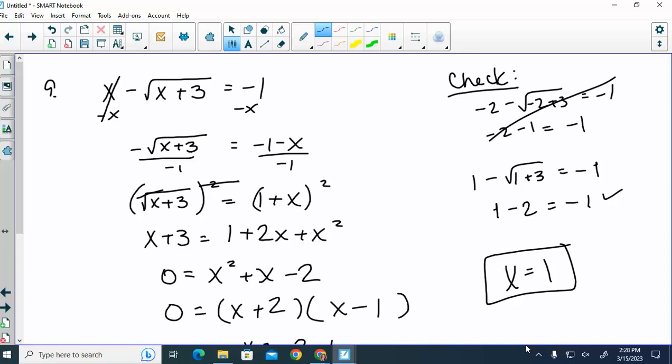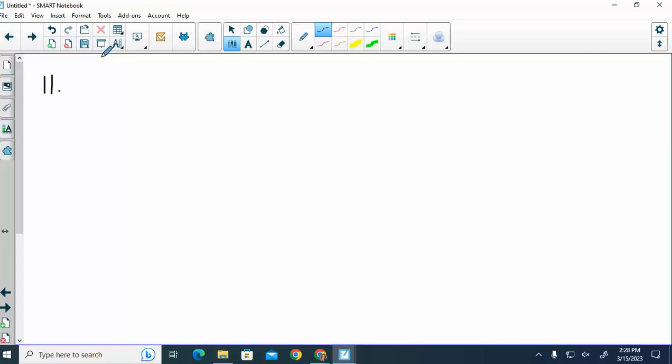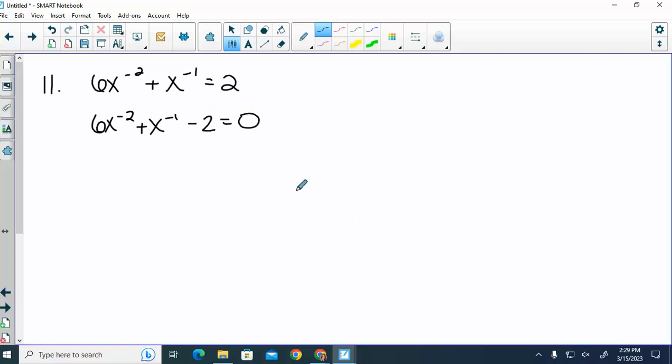So now let's go to 11. There are 2 different approaches to solving this problem, and they both work equally well. So what did you guys do? Okay. You guys realize this is like a quadratic, so we can treat it like a quadratic.